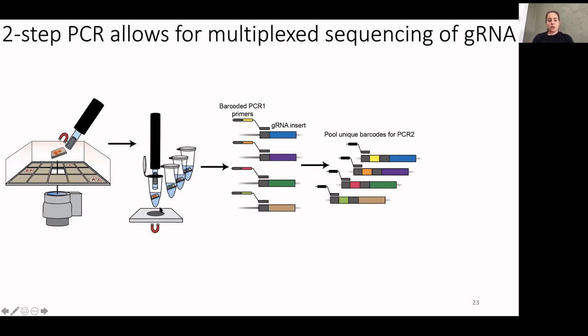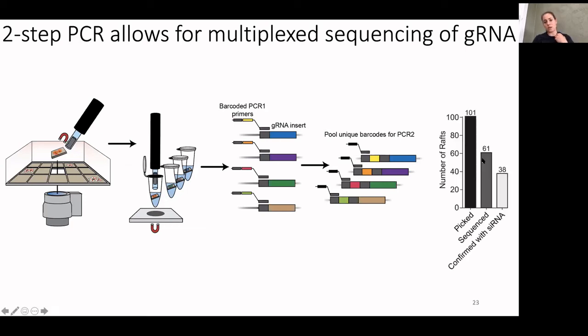And so keep in mind that we're isolating DNA from a very small colony of cells. We've only got about 5 to 20 cells on a given microRaft array. And the other issue is that these cells are fixed in PFA, so we are getting DNA out of fixed cells. And so this was a little bit challenging to get the sequencing to work with this PCR-based approach.